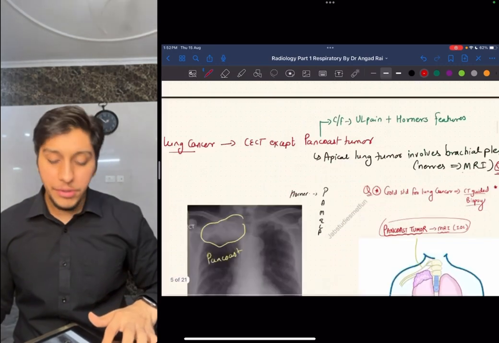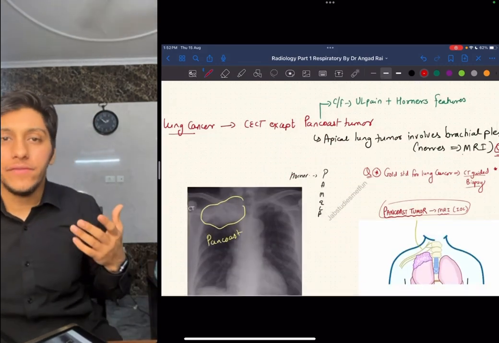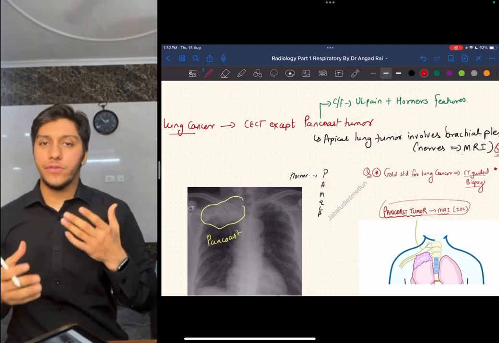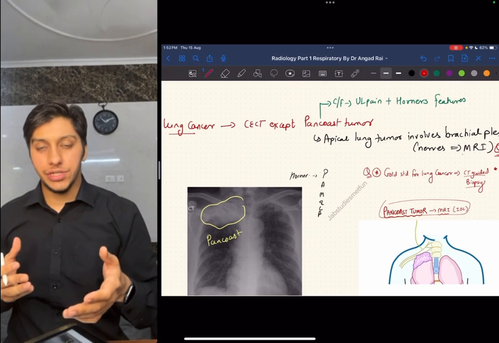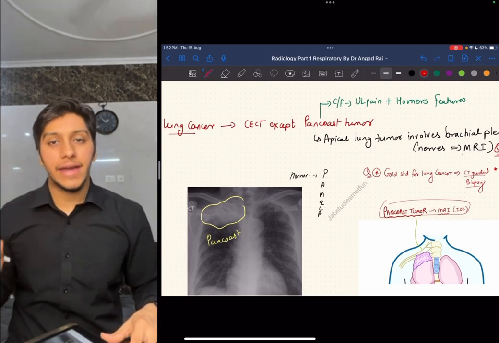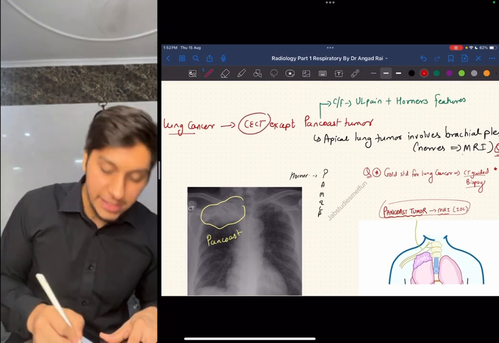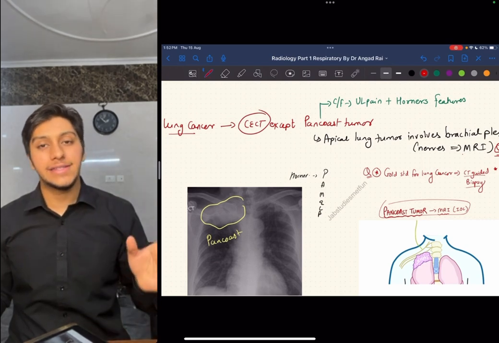Next guys, we'll be talking about cancers. Now especially whenever you check for a cancer in any part of the body, you're going to do a biopsy. But before biopsy, we are going to take an investigation. Ideally, in all lung cancer patients, we are going to do CECT, contrast enhanced CT scan.